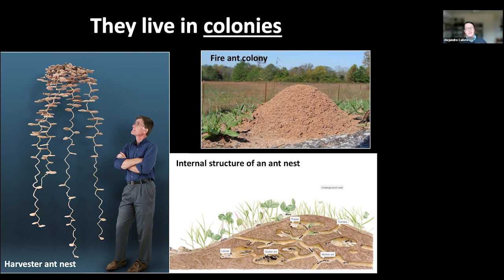On your left, you can see the colony of Pogonomyrmex. It's a harvester ant, which we don't have in New York. But they have all these complex tunnels and chambers where they store the eggs, they store the food, and they protect the queen and other individuals in the colony.